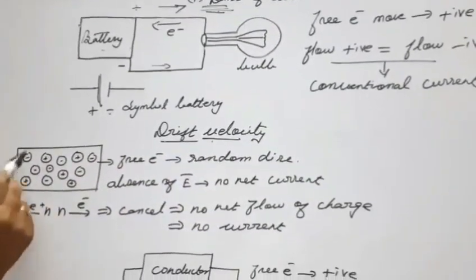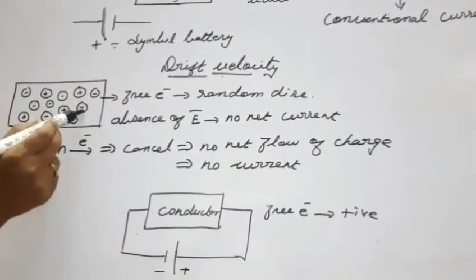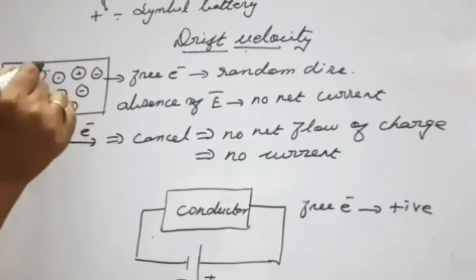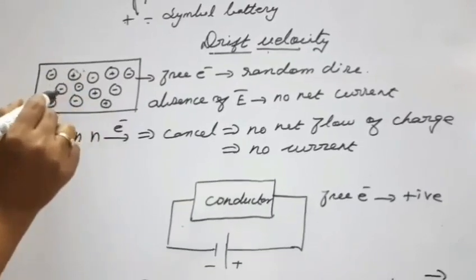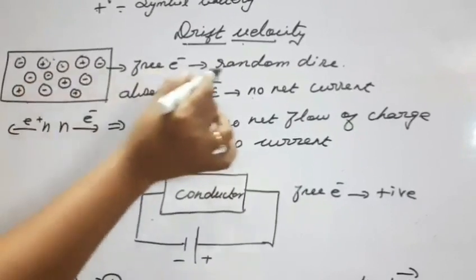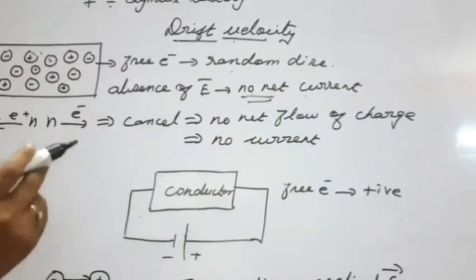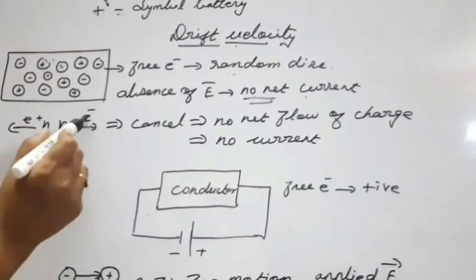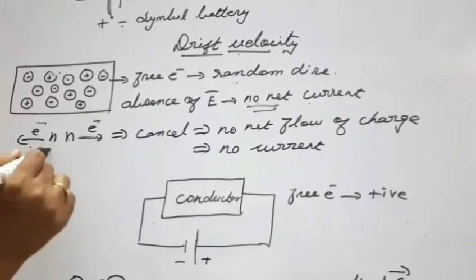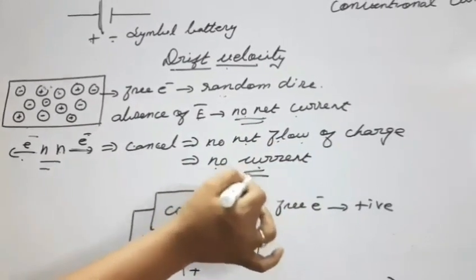Suppose you take one conductor. In this conductor there is an abundance of free electrons present, and these free electrons are moving in random directions, and positive ions are also there. In the absence of an electric field, the electrons move in random directions, therefore no net current is created here, because n number of electrons moving in one direction and n number of electrons moving in the opposite direction cancel each other, therefore there is no net flow of charges, that's why no current is produced.